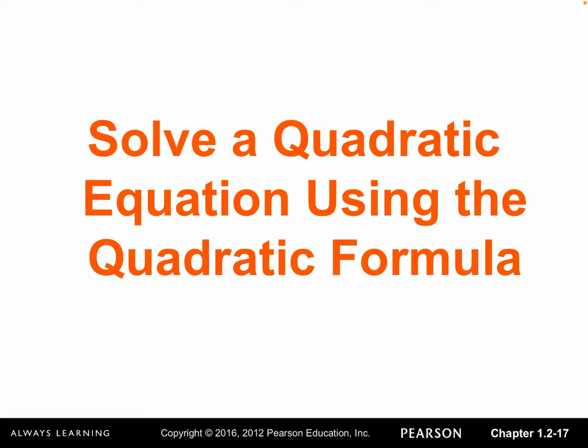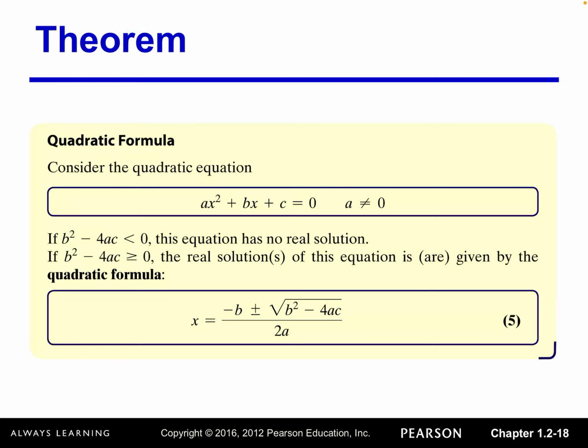Another method of solving quadratic equations is called the quadratic formula. So what is the quadratic formula? This is a theorem. It's stated as: consider a quadratic equation written in standard form ax squared plus bx plus c equals 0, where the leading coefficient a is not equal to 0.